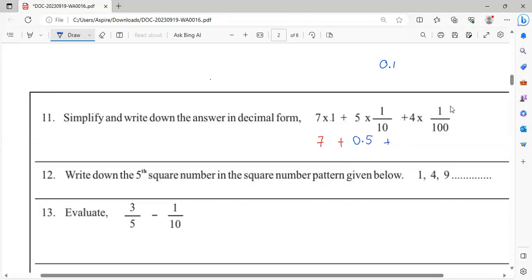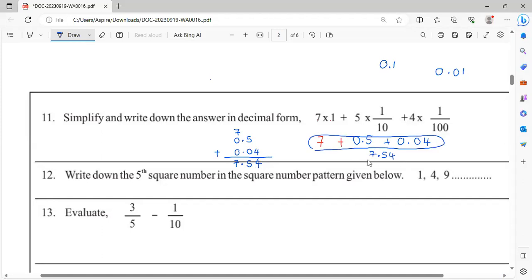Then 1 upon 100, that means 0.01. So 4 multiplied by 0.01 is 0.04. Then when you add all these together, it is 7, 0.5, 0.04. Then 4, 5, 7. So the answer is 7.54. Actually, no need to write this step.